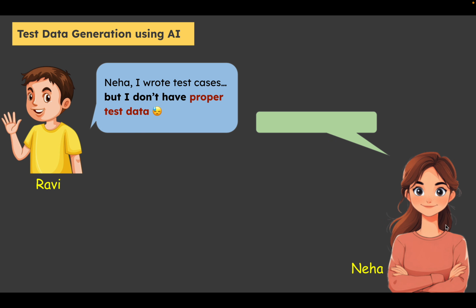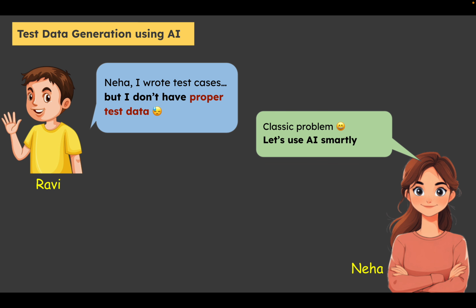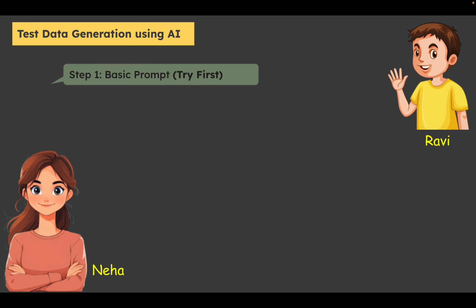So let's say Ravi is trying to create the test data. Now, if you do it manually, it will be very hard, time consuming, and may not be correct, and it will consume a lot of time and energy. So let's make use of AI smartly for our test data generation. So let's start with step number one.